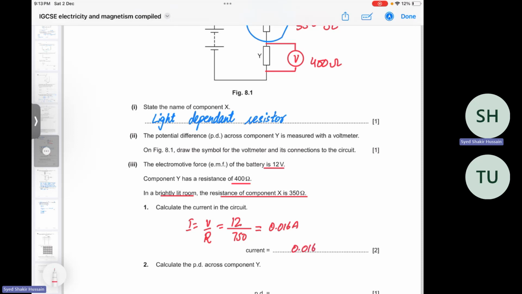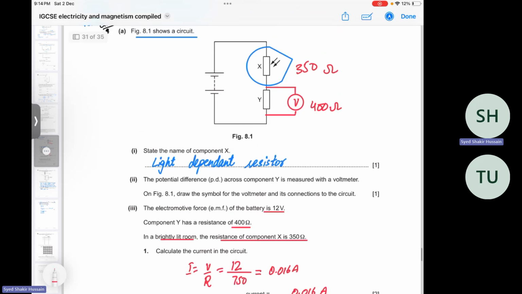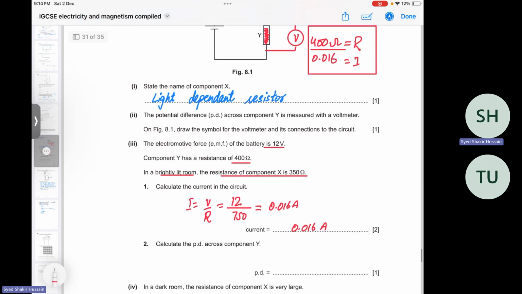PD across component Y. Now I need to calculate the voltage value of Y. Do I know the resistance of Y? Yes. Do I know the current of Y? Yes. What is it? 0.016, because current stays the same in series, right? So in the whole circuit it would be 0.016. So I'll simply find the voltage. Voltage is current into resistance. Current is 0.016, resistance is 400 ohms. That makes the voltage 6.4 volts. The unit is necessary to be written: 6.4 volts.